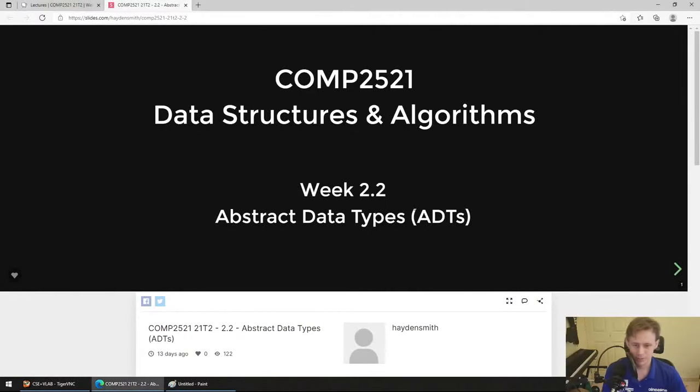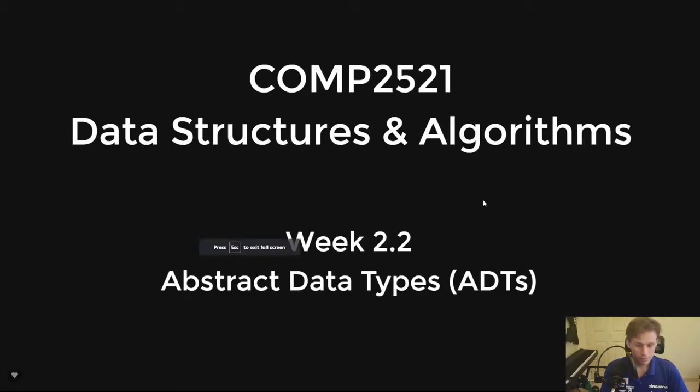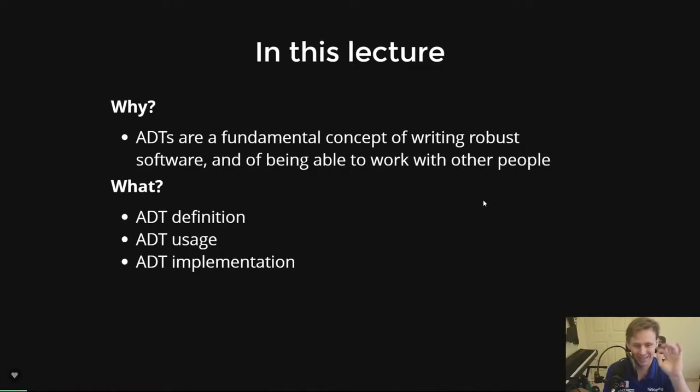We're starting 2.2 now, where we're going to be talking about abstract data types. Abstract data types are a fundamental concept when it comes to writing robust software and being able to work with other people. Some of you have been exposed to this notion of an abstract data type, whether you realize it or not.